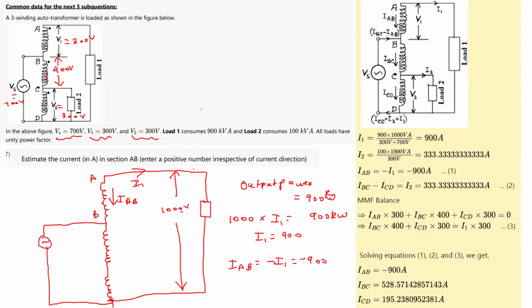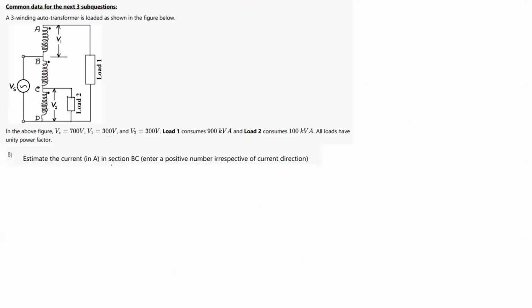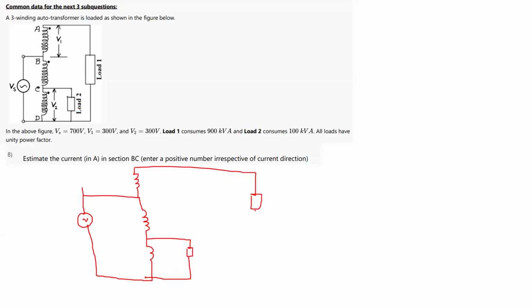Okay, so let us go to the next part of this question. For the next part, we have to calculate the current in the BC section. So how can we do that? Let me write this. Here we have calculated the current as 900 ampere. Similarly, for this load 2 also we can calculate the current.